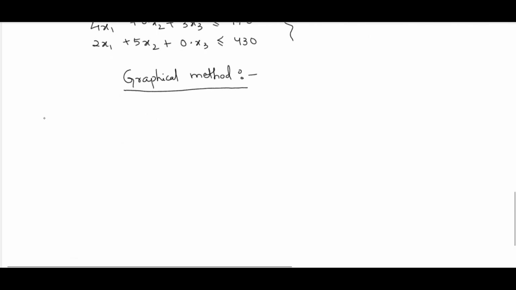You can apply the graphical method only when it involves two decision variables. If you get more than two decision variables, at that time you cannot use this graphical method. So it is very simple. Now I am writing down one problem and I'll solve it by the graphical method.